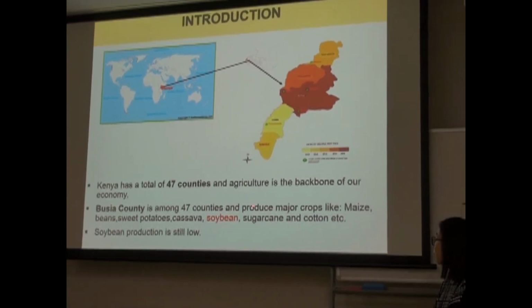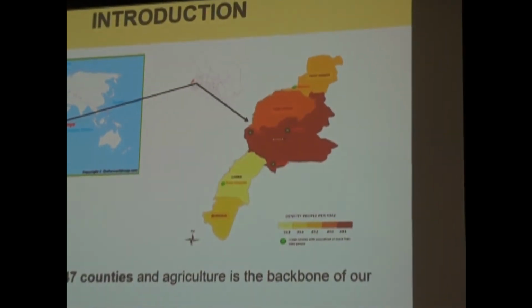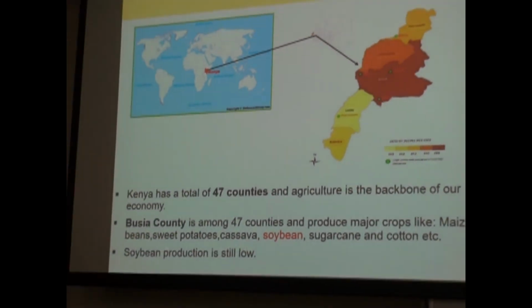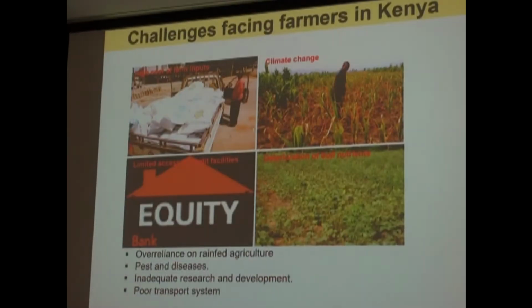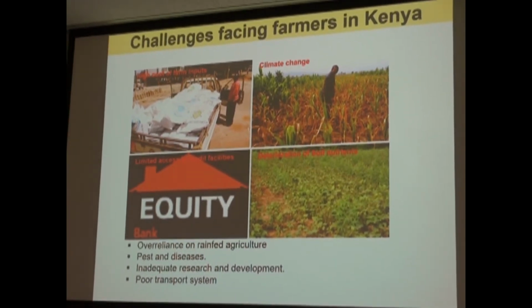In Busia County, we produce some major crops like maize, beans, sweet potatoes, cassava, soybean, sugarcane, and cotton. Soybean production is still very low. Some of the major challenges affecting farmers in Kenya generally are the high cost of farm inputs, climate change, limited access to credit facilities, and deterioration of soil nutrients, mostly nitrogen. Also, there is over-reliance on rain-fed agriculture, pests and diseases, inadequate research and development, and a poor transport system.